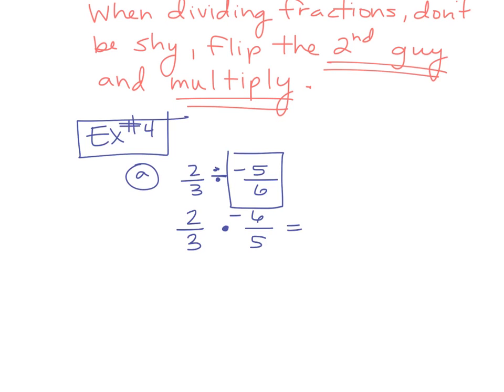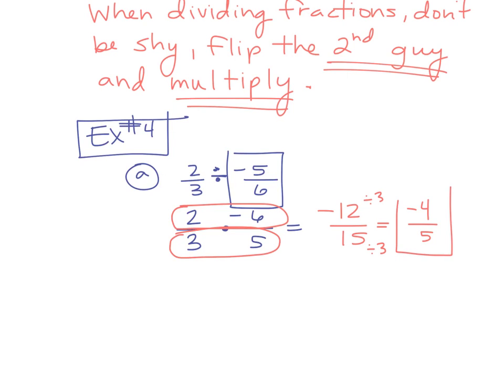Okay, so if we multiply across right now, you're going to do 2 times negative 6 is a negative 12. And then 3 times 5 is 15. And then you can reduce that fraction by dividing by what? 3. So if I divide by 3 on both of these, negative 12 divided by 3 is what? Negative 4, right? Because it's a negative 12 and a positive 3. 15 divided by 3 is 5. So your answer is a negative 4/5.